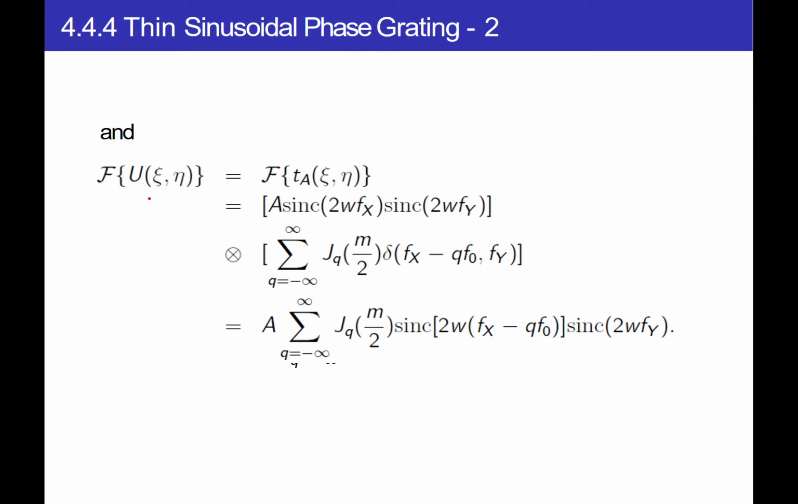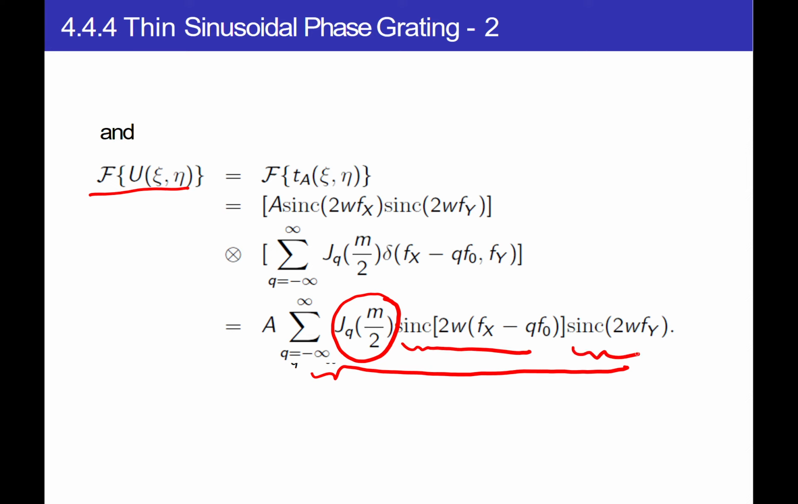And then what we end up with, if you do the mathematics, is that the Fourier transform becomes this one. And here are the interesting factors: a Bessel function, and then it is basically a sinc function, okay? But if you look at it, it is summed over q, starting from minus infinity to infinity.